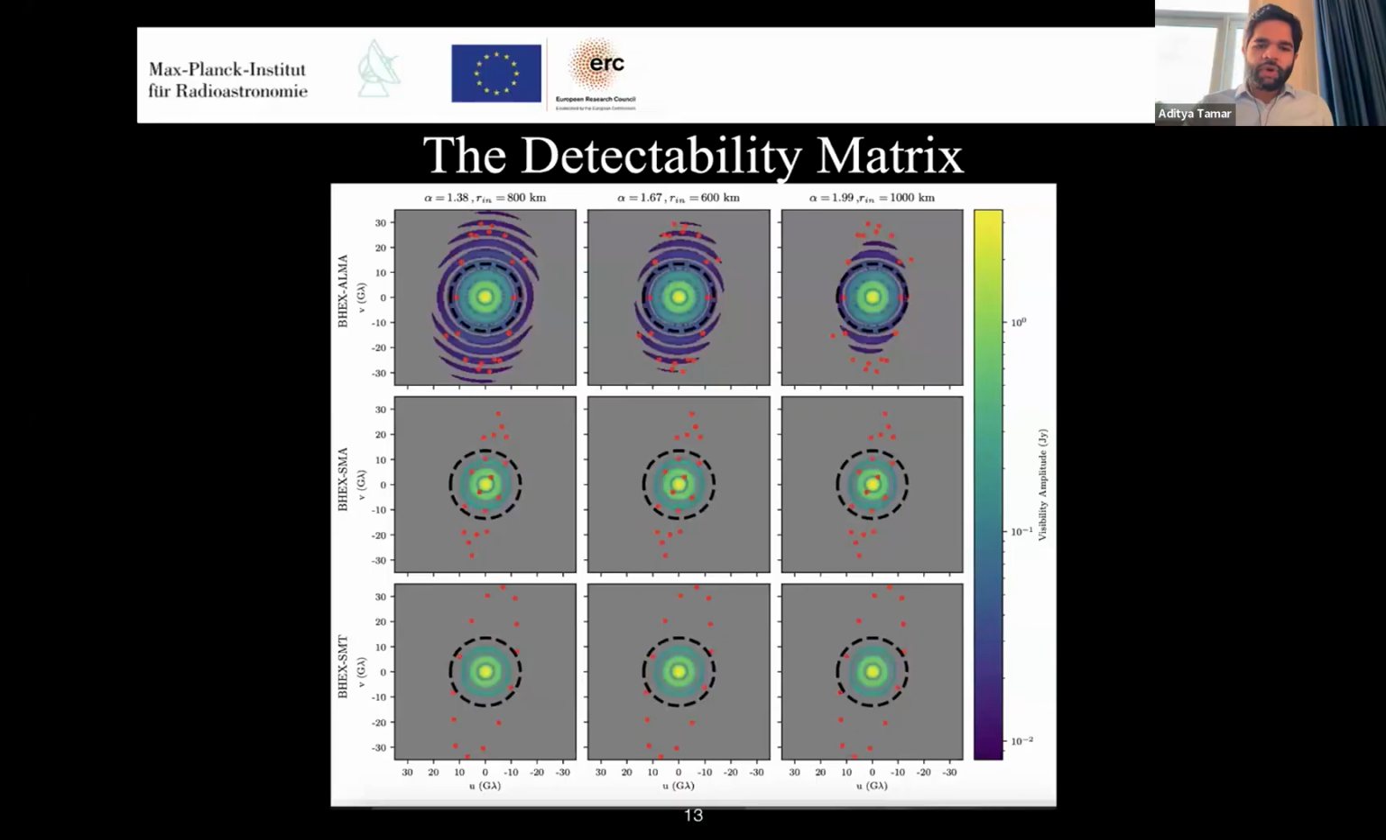And so time for results. So this is something that we call the detectability matrix, where we are varying not just the baseline lengths, but also the parameter space. The plot is a little busy, so let's break it down.